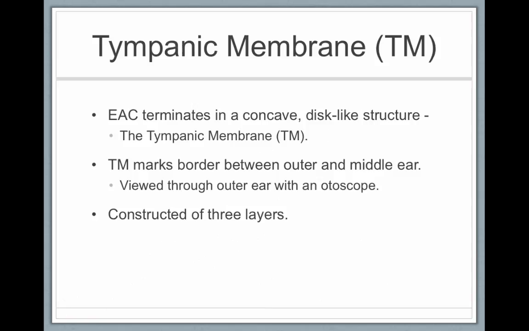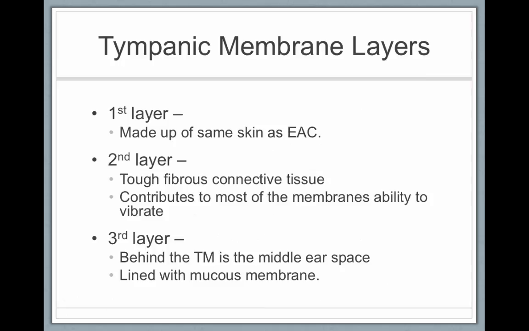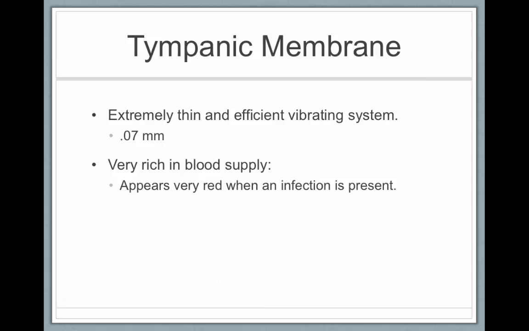You could look at it through the outer ear with the otoscope, and you see that it's constructed of 3 layers. The first layer of the tympanic membrane is made up of the same skin that's in the ear canal. The second layer is a tough, fibrous connective tissue, which contributes mostly to the membrane's ability to vibrate. And the third layer is behind the tympanic membrane in the middle ear space, which is lined with the mucous membrane. So that membrane, that type of skin, is the same that's in your nose that lines the middle ear.